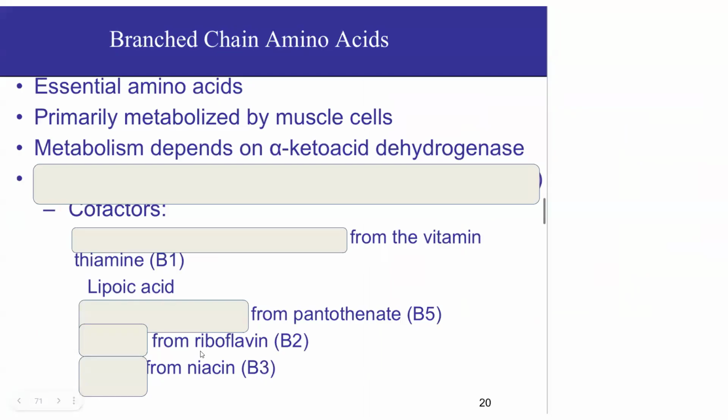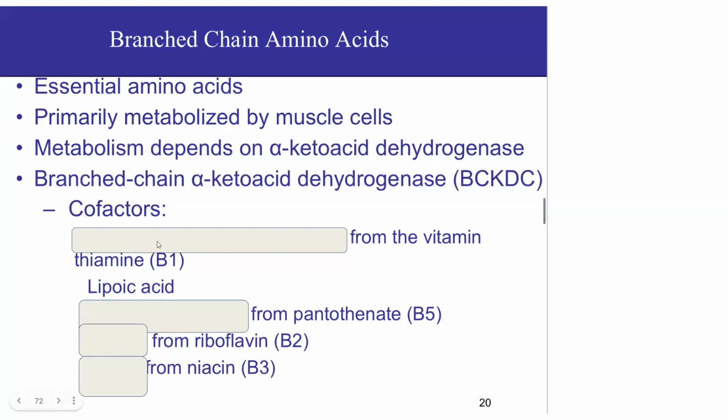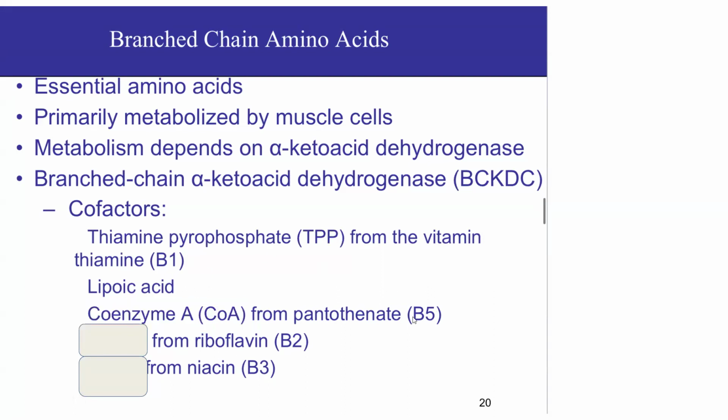So let's test ourselves again. What is the enzyme that is really important? Branched chain keto acid dehydrogenase. What are the cofactors? So what's the cofactor we get from B1? Thiamine pyrophosphate. What do we get from B5? Coenzyme A. And from B2, FAD. And then from B3, NAD.